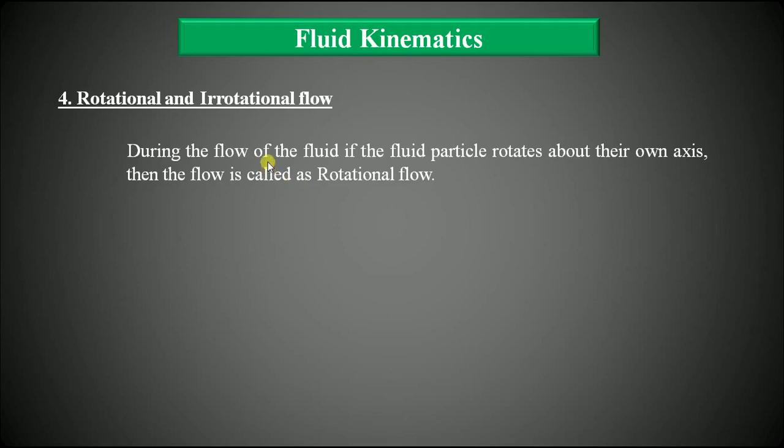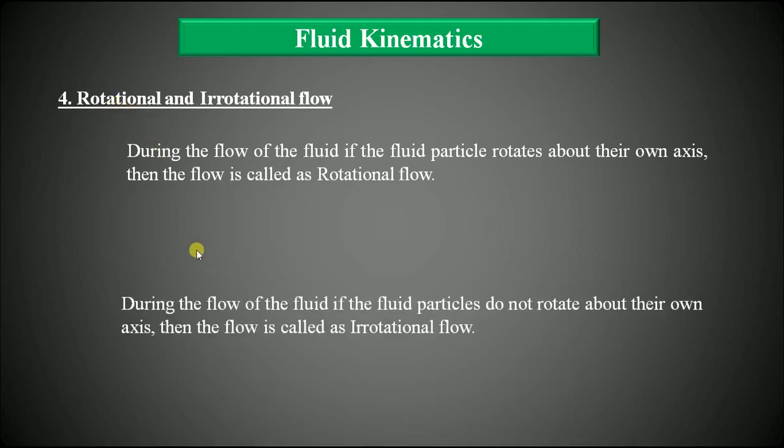Next we go for the next type of flow, that is rotational and irrotational flow. So what do you mean by rotational and irrotational flow? A simple definition that you have to remember here: during the flow of the fluid, if the fluid particles rotate about their own axis, then the flow is said to be rotational flow. That means the particles are moving from one place to another, and not only moving, if they are also rotating about their own axis, then that kind of flow is called rotational flow.